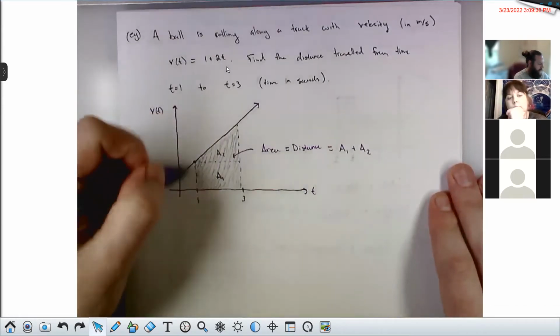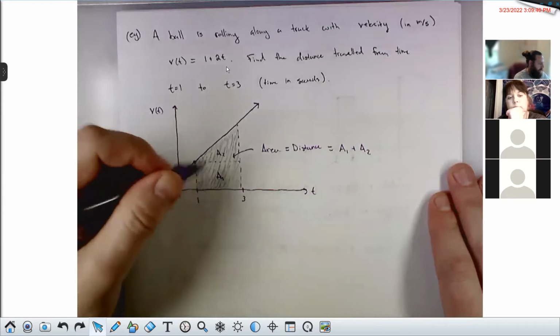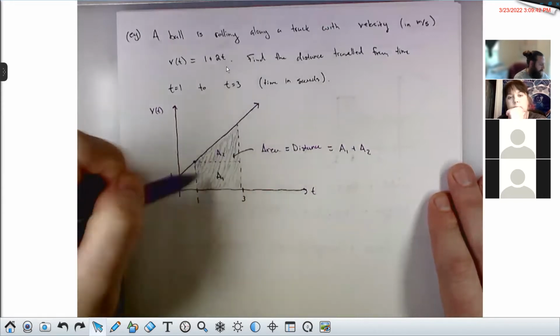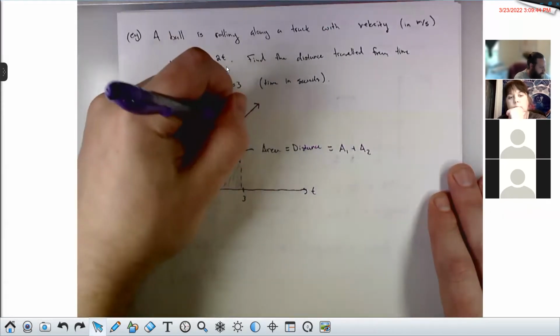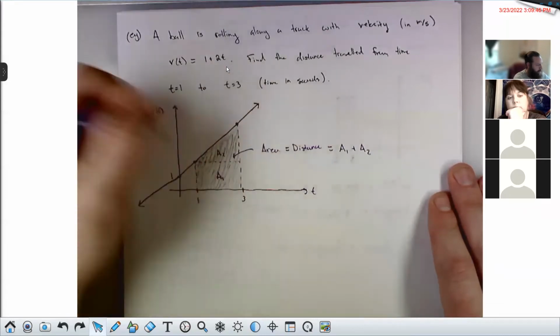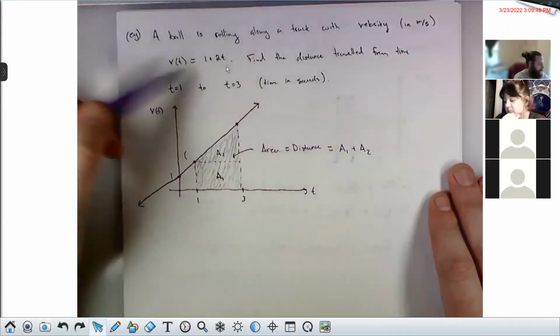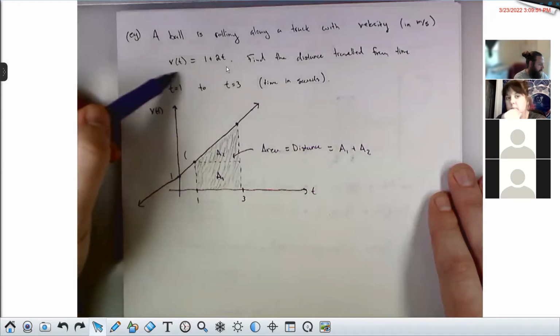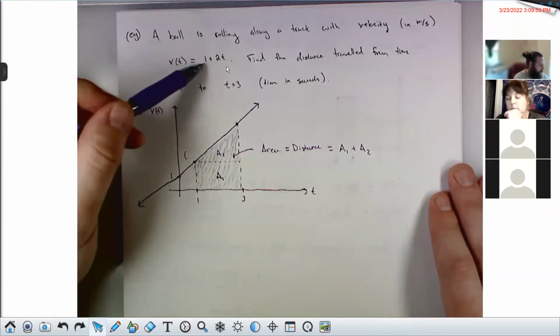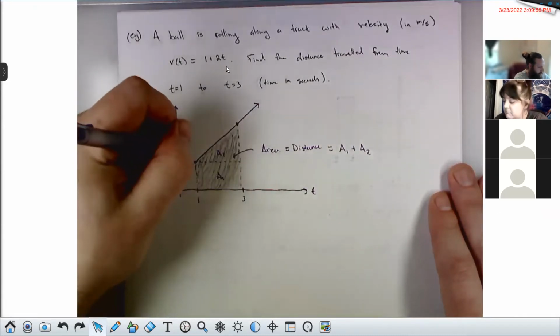I need the height and the width of the rectangle. I need the height and the base of the triangle. So I need these 2 points. I need the y values of these 2 points. To get that, you plug the t values in here. So when t is equal to 1, we have 1 plus 2 times 1. So this is the point 1, comma 3.